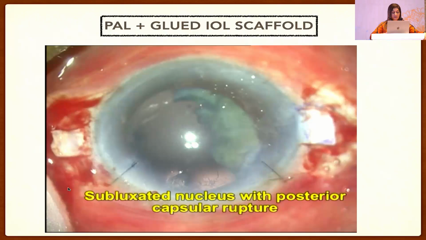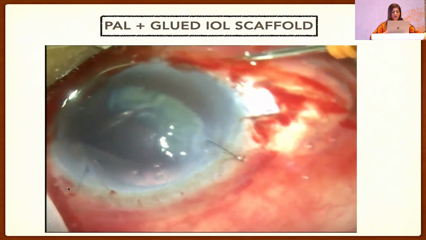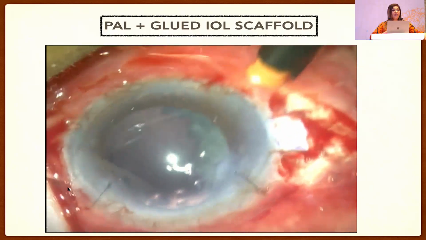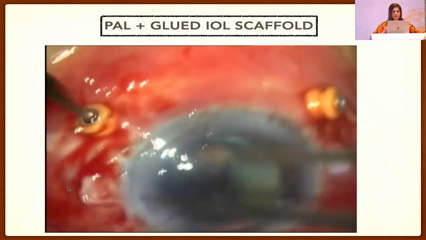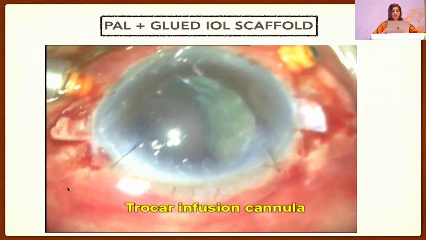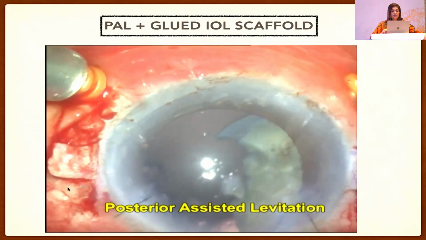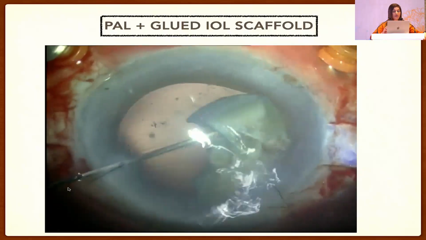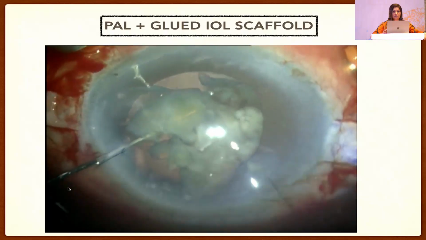Now this is one case where I'm trying to show you what actually is being done. Here there is a retained nuclear fragment. This fragment is not going to come up in any way. So when you put a trocar 3 millimeters from the limbus, with the flaps for the glued IOL already made in this case, what we try to do is levitate this into the anterior chamber. You insert a rod from the trocar and try to bring this nuclear fragment into the anterior chamber.